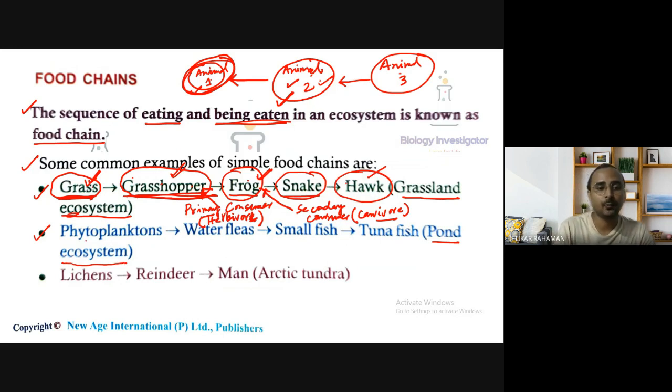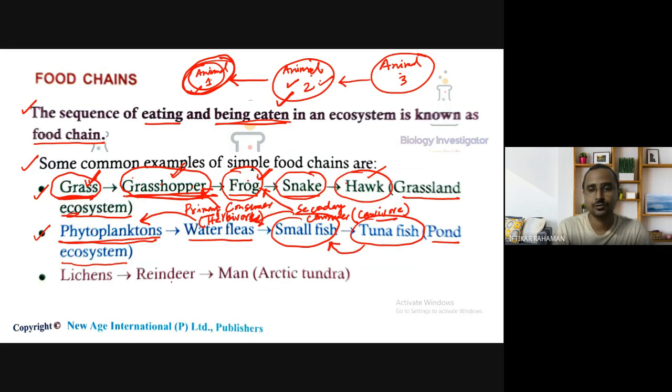So phytoplanktons, these are producers, these are plants. Phytoplanktons are nothing but plants, these are producers. Water flea, they feed on phytoplanktons, they eat phytoplanktons. Small fish, they eat water fleas. And tuna fish, the bigger fish, it is eating small fish. So this is the same thing, primary consumer, secondary consumer, tertiary consumer, right?